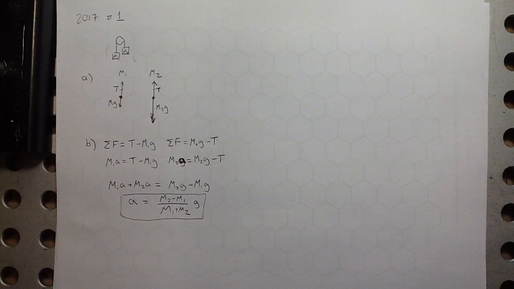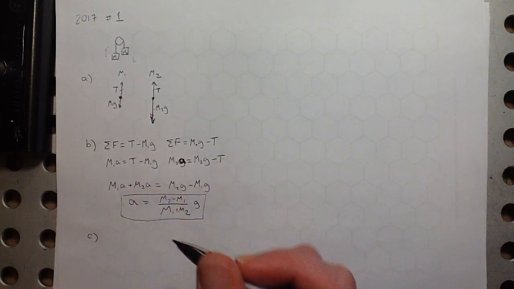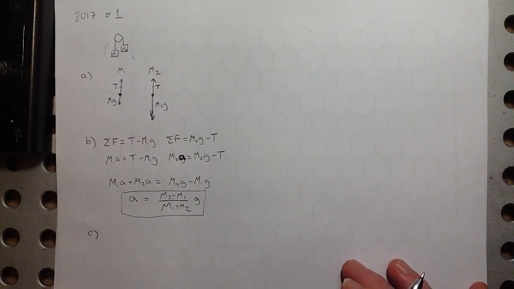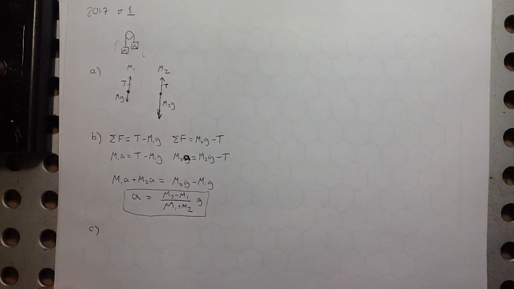All right. Now, they have a table here. So they tried this experiment with various different M2s and M1s. You might notice that the M2s are in fact always greater than M1. And in part C, they want us to indicate what quantities we could graph so that we would get a straight line and we could use the slope to figure out what g was.